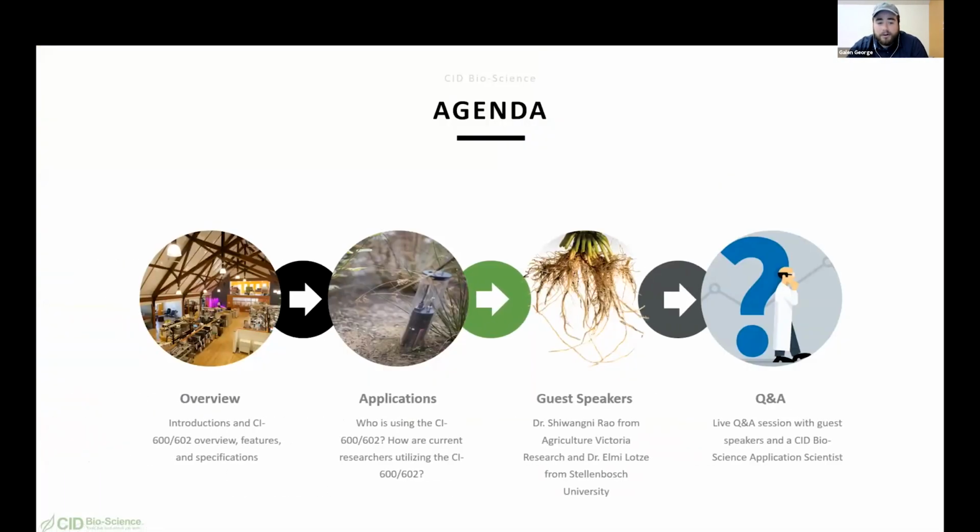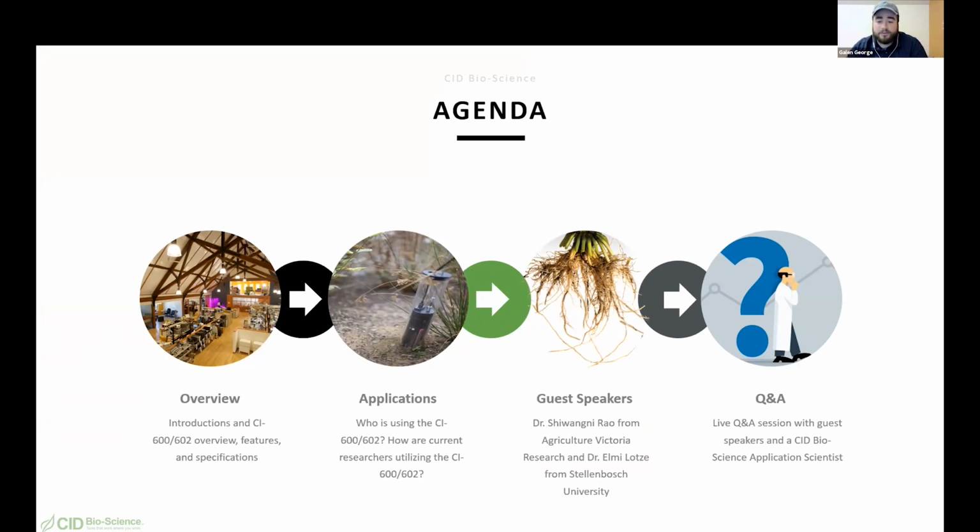So today, we're going to go over some introductions, get into the CI600 and the 602, talk about what they are, their features, their specifications, talk a little bit about applications, who's using it, how it's being utilized. Then we're going to jump right into our guest speaker presentations.